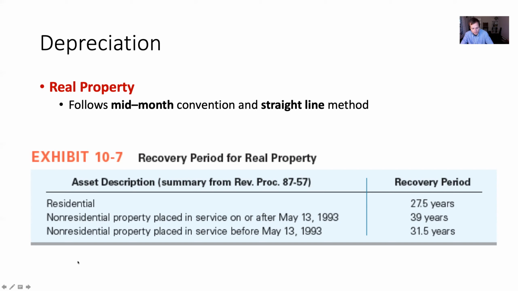Now, most non-residential property is going to be 39 years. All right, so these are really our two recovery periods. You can see if property was placed in service before May 13th, 1993, the recovery period for non-residential property is shorter. And some of this property is still out there, not fully depreciated yet, because it hasn't been 31.5 years. In all of our examples, we're going to assume it's placed in service after 1993, and we're going to use 39 for non-residential, 27.5 for residential. So it's pretty simple.